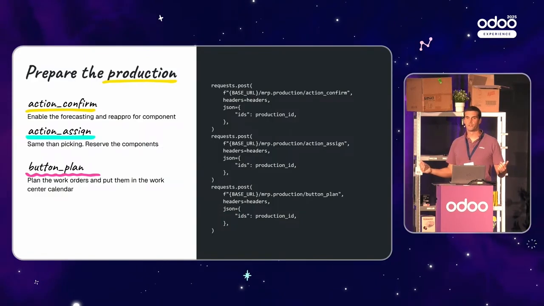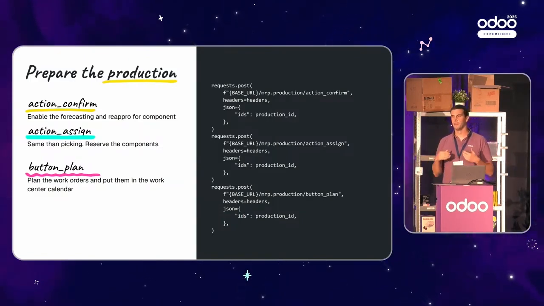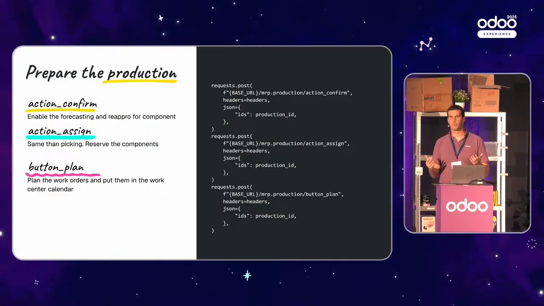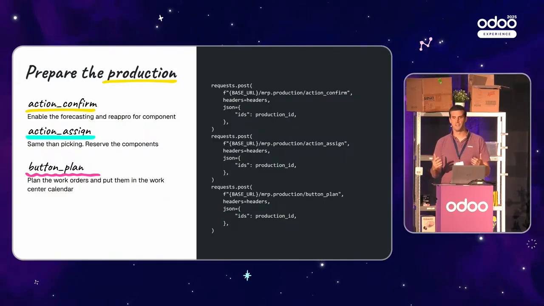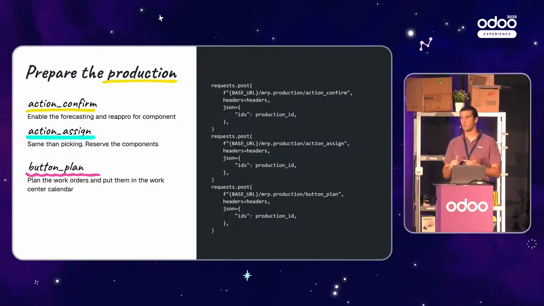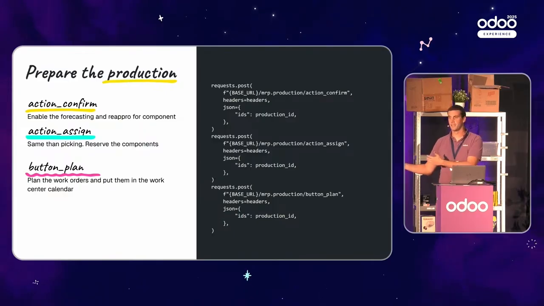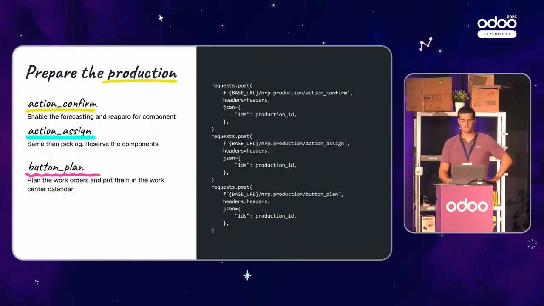Again, it's very similar to stock picking. We have the action confirm. It will do the same. It will remove the draft state from the production order and put it in the confirm state. So it will trigger replenishment for the component and prepare everything. It will also confirm the finished product, so the finished product will appear in your forecasting and everything.